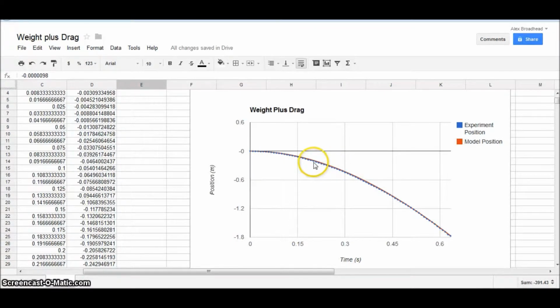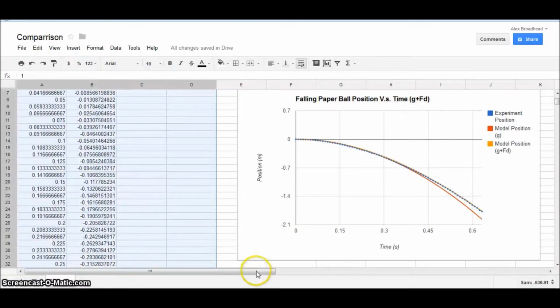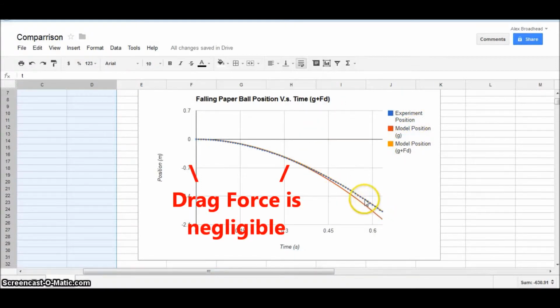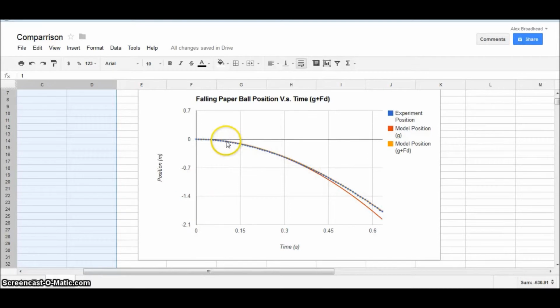This is most likely due to the fact that the value chosen for the constant b was close but not exact. Now looking at the graph with both model predictions and the experiment data, we can see that the model constructed without the drag force predicts the motion very well for the first 0.3 seconds, showing that within this time the drag force is negligible.